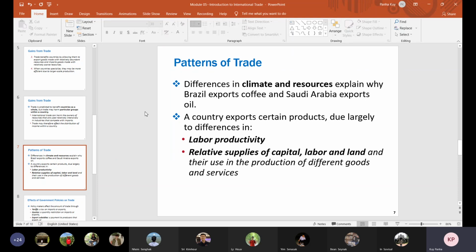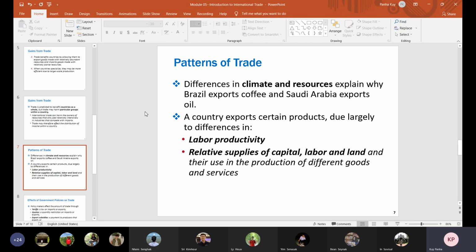We will discuss further. A country exports a certain product because of differences in, one, labor productivity, and two, the relative supply of capital, labor, and land. Those are called factors of production. Okay, capital, labor, and land. These three resources are called the factors of production, or sometimes people also use the word resources interchangeably, and they are used in the production of different goods and services.